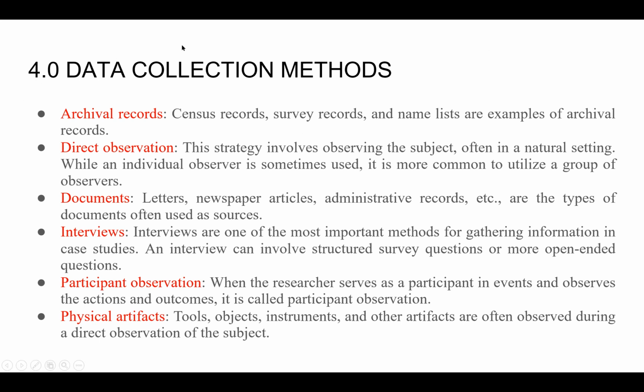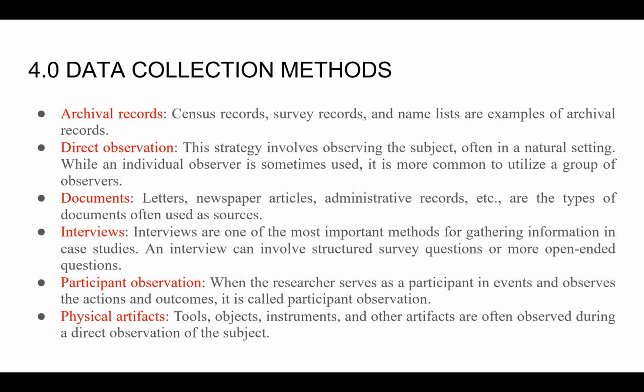First, let's talk about the data collection method. It's 6 points. The first is archival records. Census records, survey records, and the name list are examples of archival records. The second is direct observation.